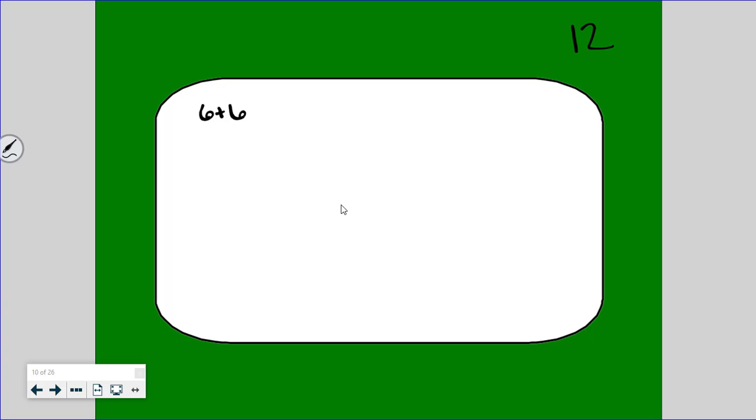So let's see if we can come up with all of the addends. I'm going to start by erasing 6 plus 6 because that's just going to get in my way. I'm going to try to write all of them, and do it methodically. So I'm going to start with 0 plus 12 equals 12. 1 plus 11 equals 12. 2 plus 10. Notice what I'm doing? You noticing a pattern?